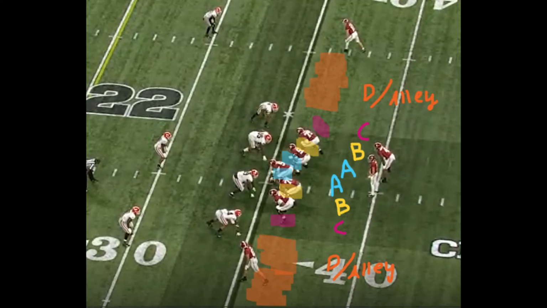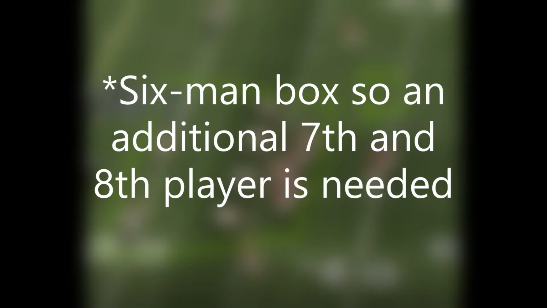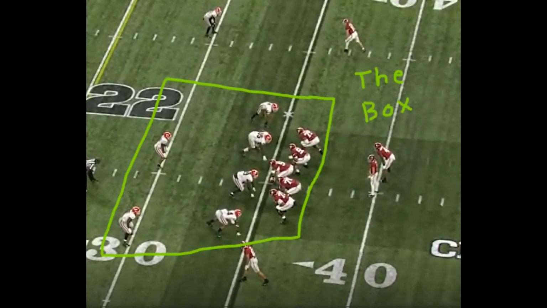The offense can scheme up runs that reach the D gaps or alleys, so defenses have to assign players to fit them. The 4-3 front has 7 men in the box, so an additional 8th player is needed. These assignments usually follow the defensive backs in what is called support, force, or run force.